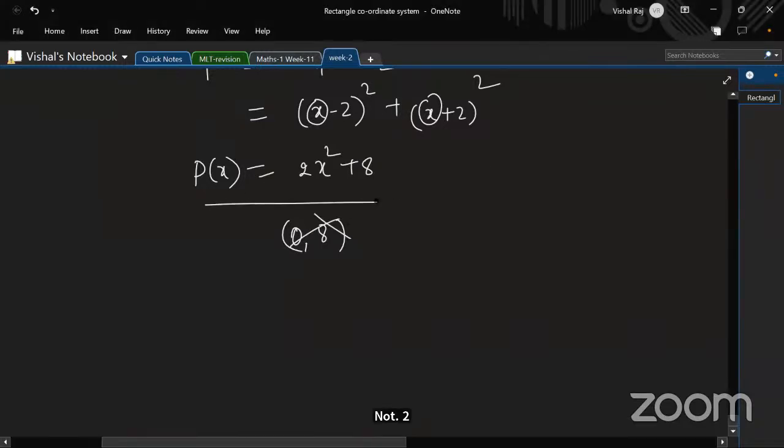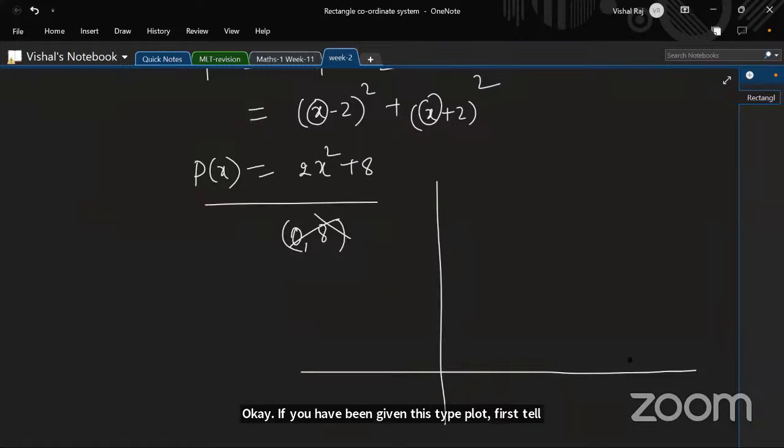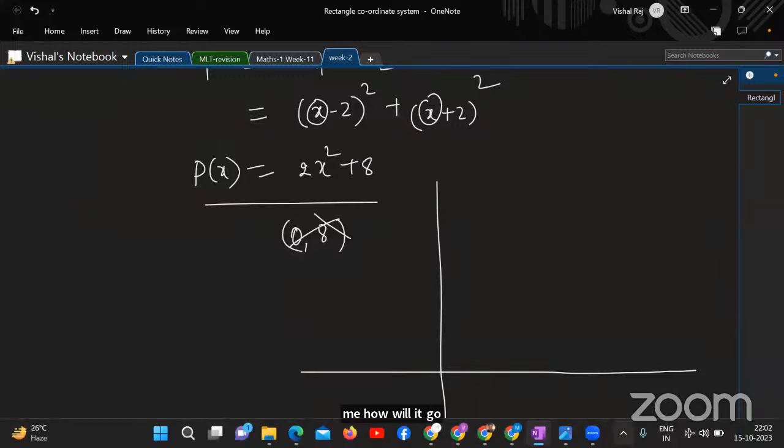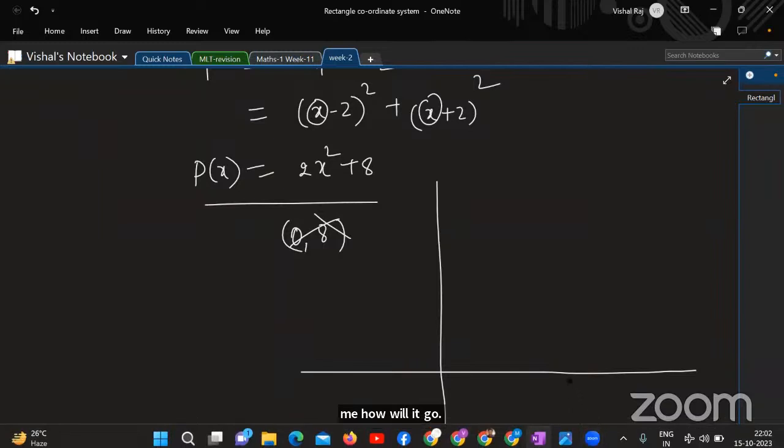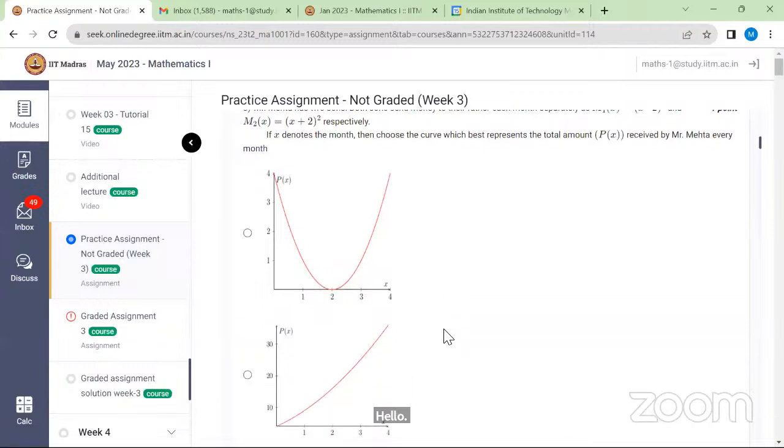If you have been given this type of plot, first tell me how will it go? Upward. Upward, sir. The first curve is given.